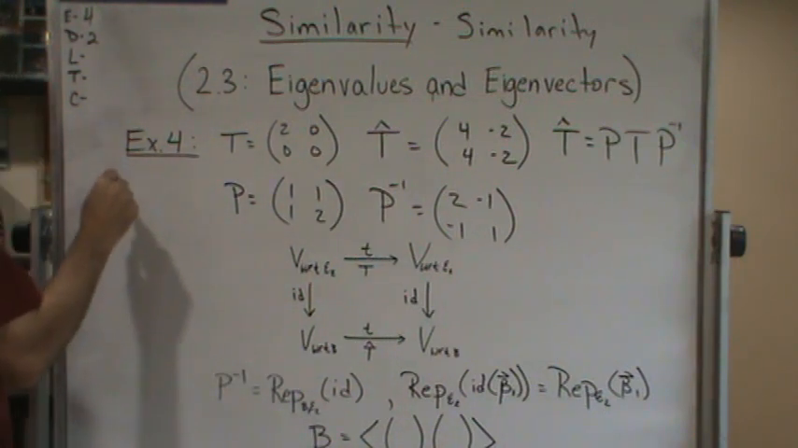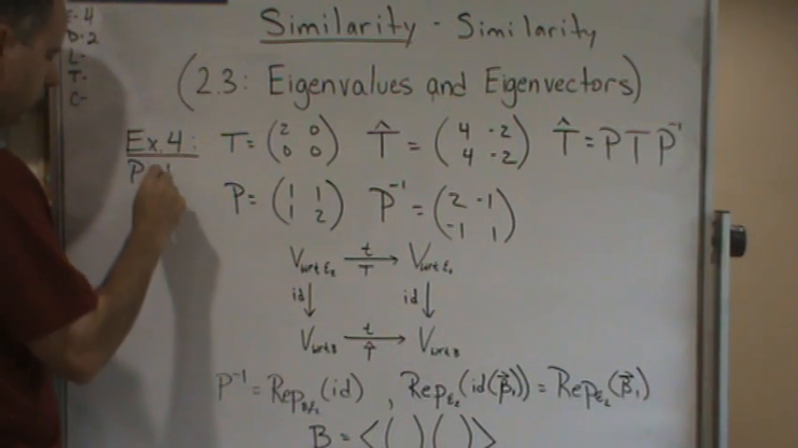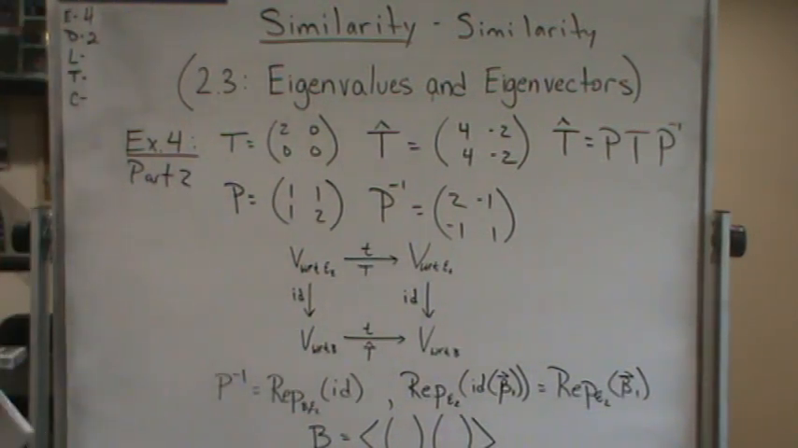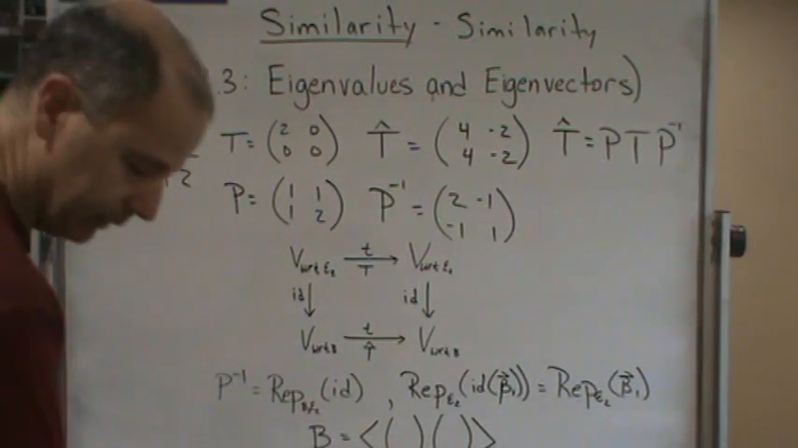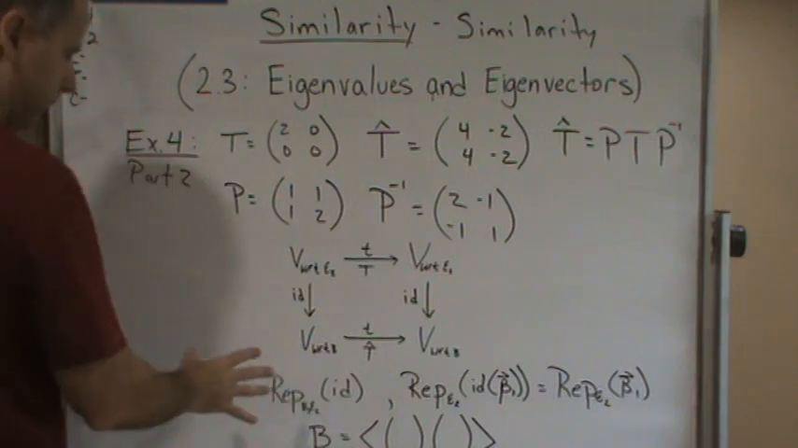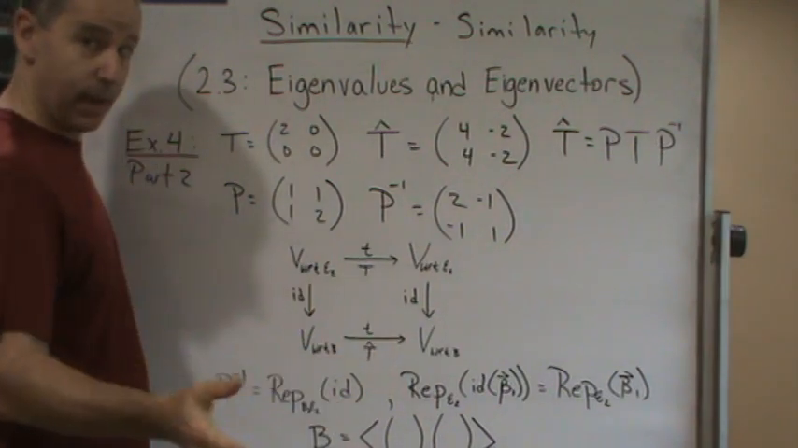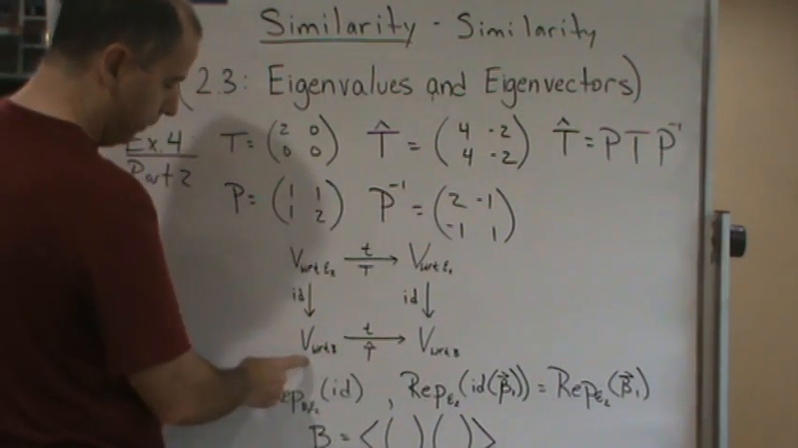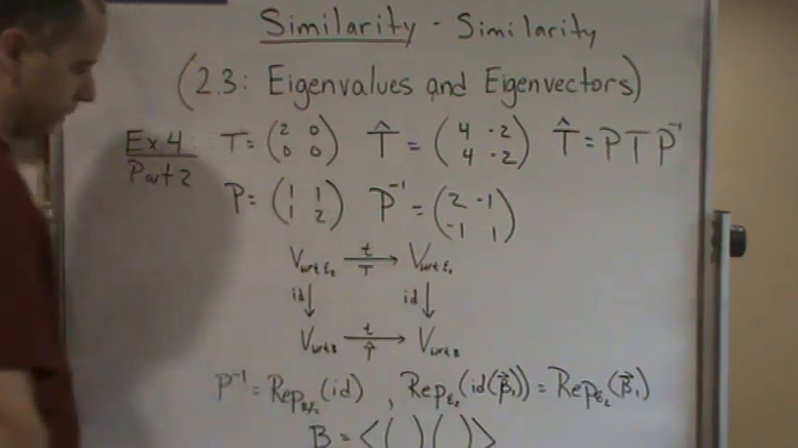Okay, so part two continues on. Now what we're going to do is look at the mapping here, and this diagram is going to help us. So we've got this mapping. Notice this same mapping from before. We've got this diagram that's going to help us as a roadmap.